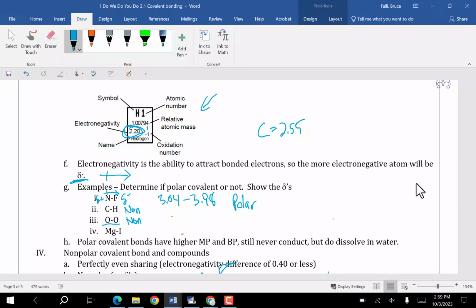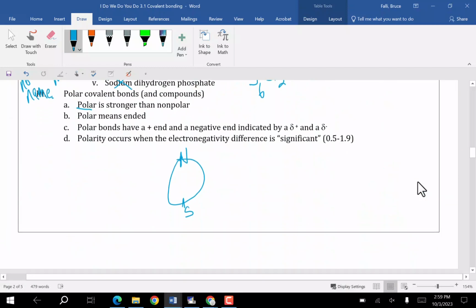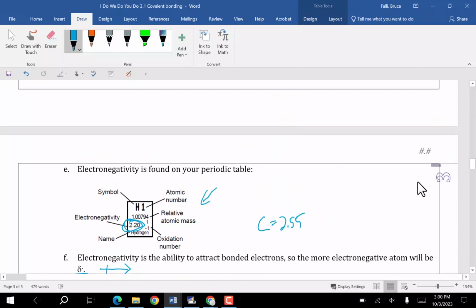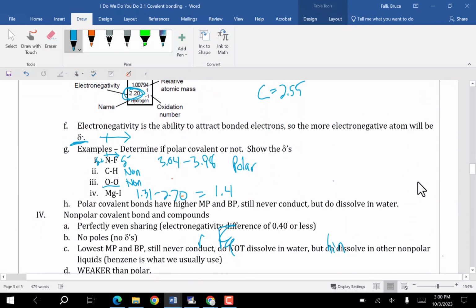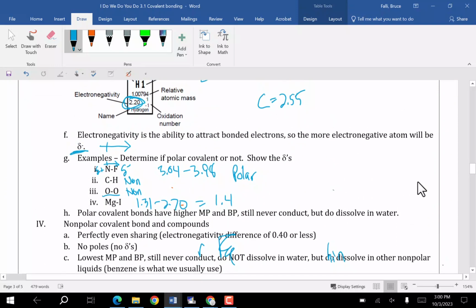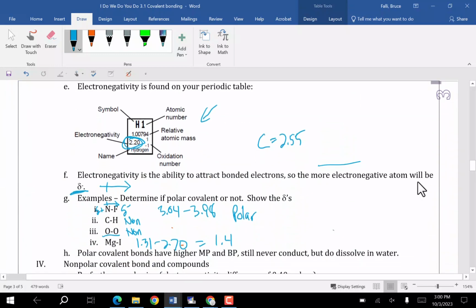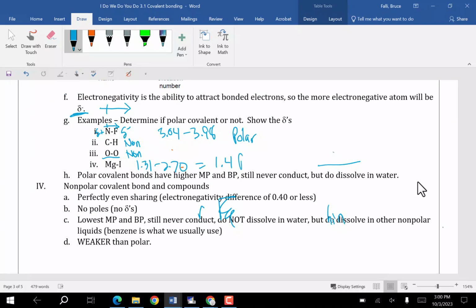Mg and I. Mg is 1.31, and iodine is 2.7. Notice how these are absolute values. So that's going to be 1.4. So that's not going to be polar, that's going to be ionic. So let's see if I can get my thing to move here for my electronegativity values. Oh no, I lost my number. I saw it before. Oh, 0.5 to 1.9. So this one is 1.4, so it is polar. Now I don't like this because polar bonds should be between two nonmetals.